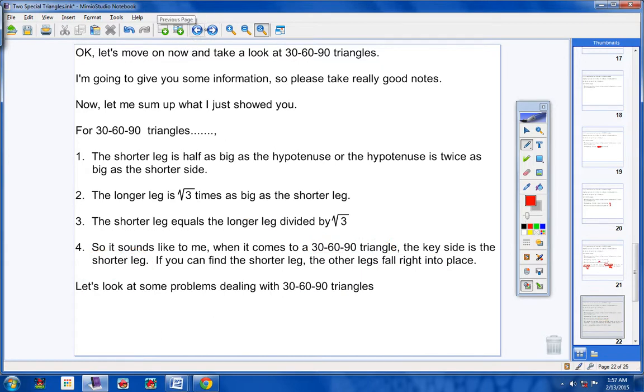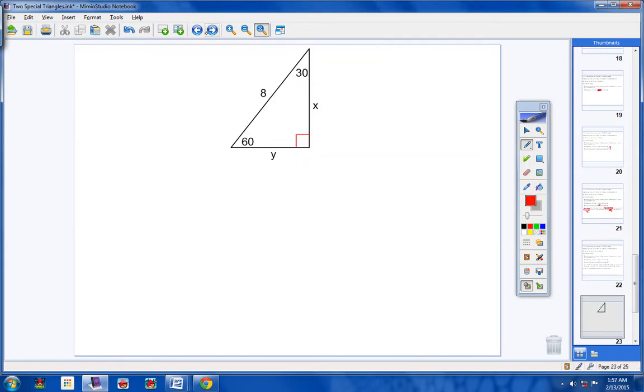Alright, let's look at 3 problems and we're done. Here we go. Copy this problem in your notes, please. This is a 30, 60, 90 triangle. Okay? Now, notice I've given you the hypotenuse. Got it? I've given you the hypotenuse. Now, remember, well, let me pause. Some of you are still copying this down. Copy this down, please.